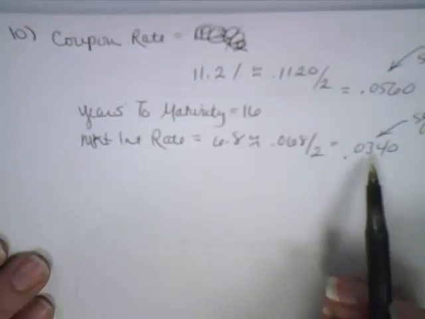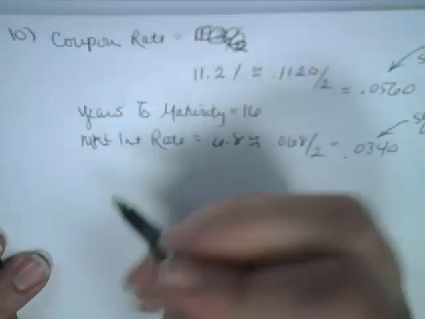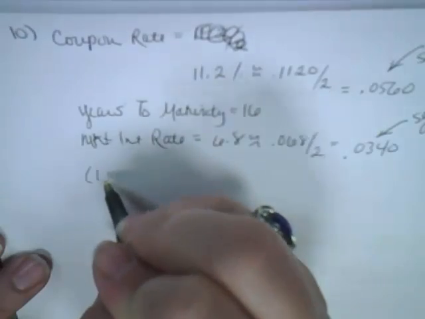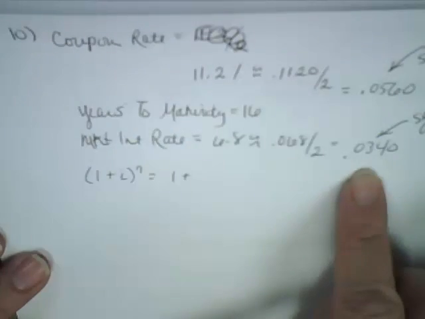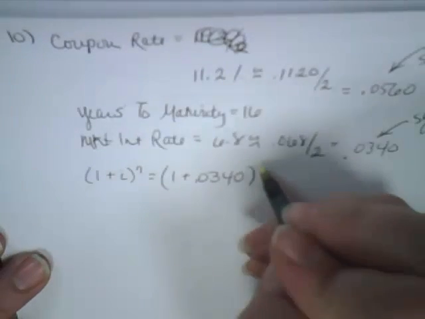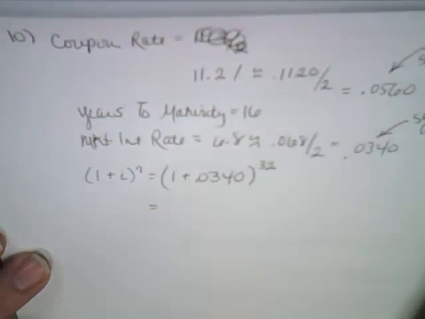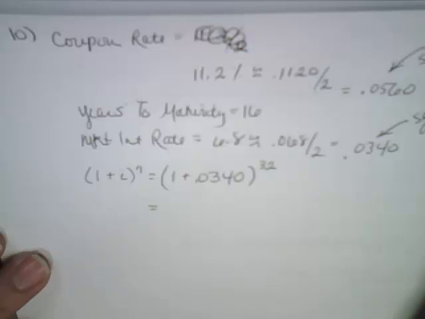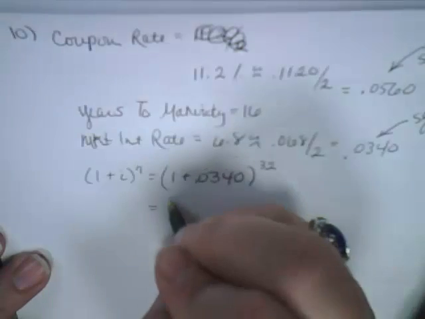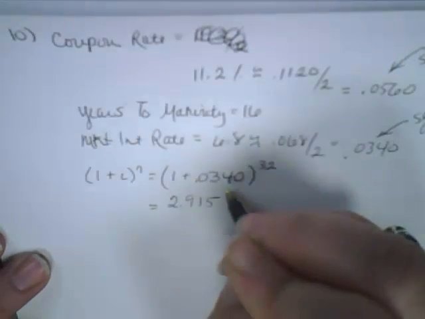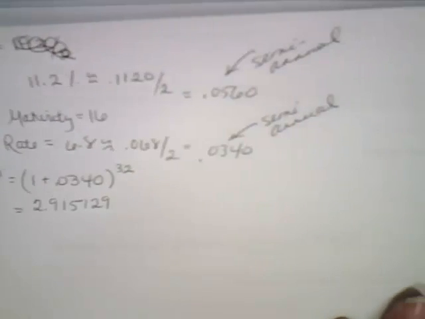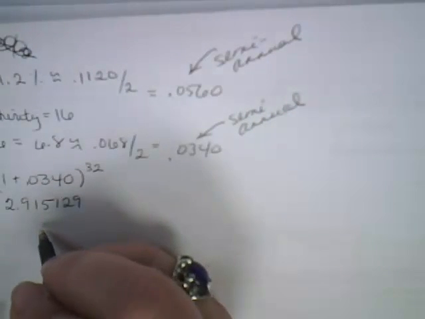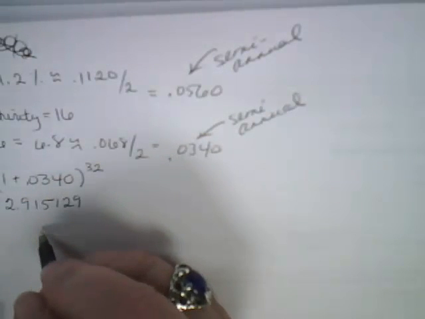Now, since we're going to be using the market rate in the problem, let's go ahead and do a shortcut here. We know that we're going to have to use 1 plus i raised to the nth. So if we go ahead and say 1.0340 raised to the 32nd, that's going to give us 2.915129. So I'm going to move right over here a little bit, so when it's time to push this problem up so you can see it in the camera, I'll be able to do that.